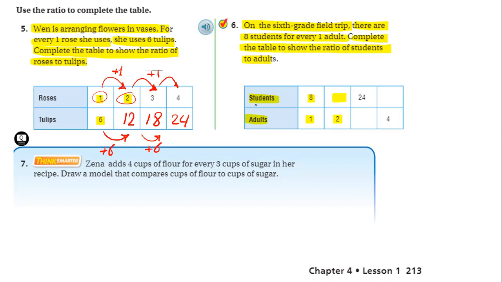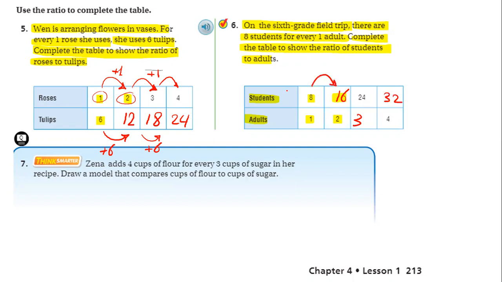Abdullah Basri, your turn. What should you write here? Okay, let's take Muhammad Sami. Abdullah Basri, answer. Here is 16. Good job. And if you have 24 students, how many adults? 3, yes. If you have 4 adults, how many students? 32. Excellent.